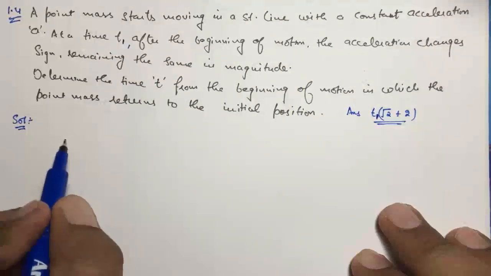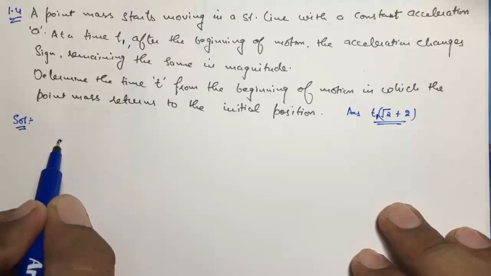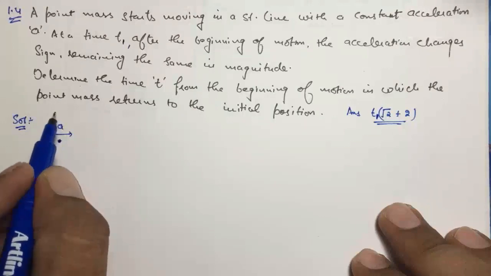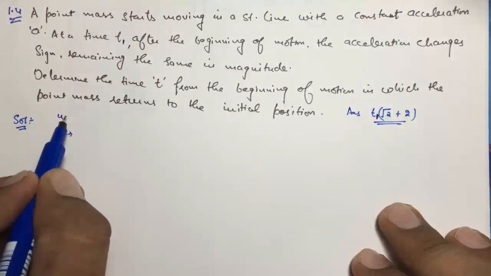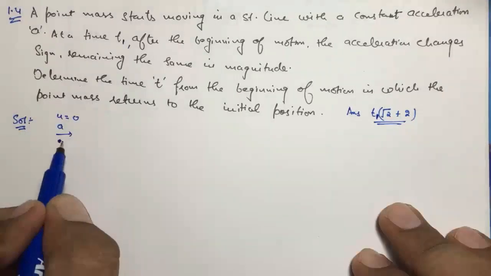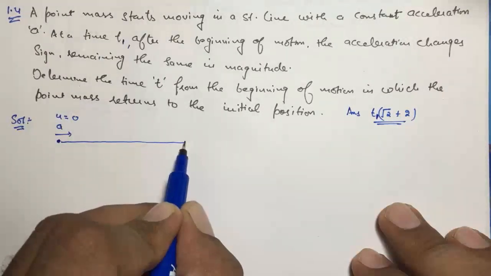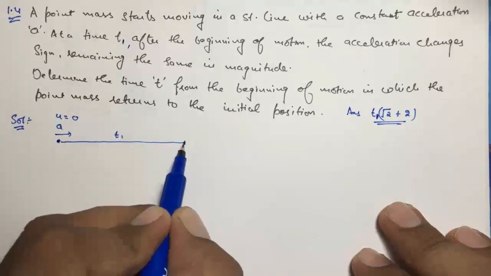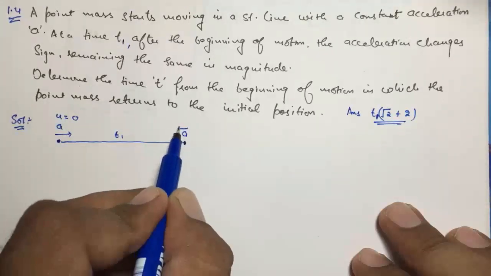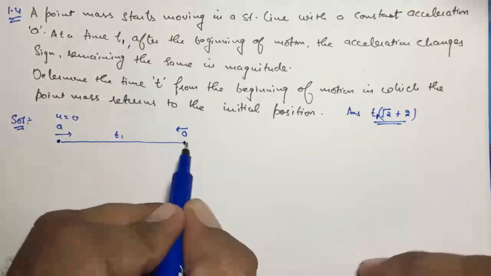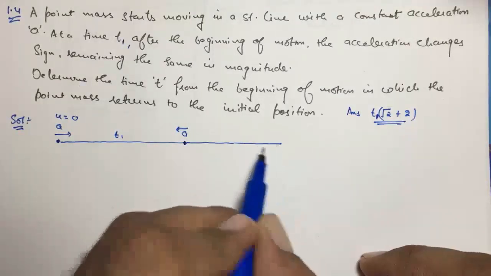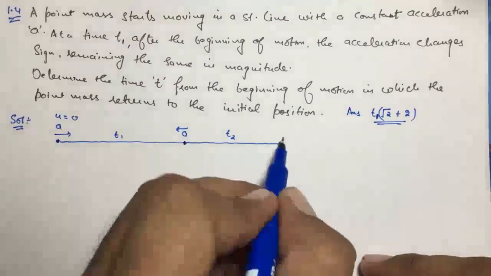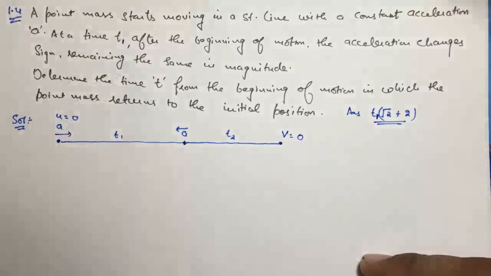Let's formulate the question. We have a point mass and it is moving in this direction with acceleration a, and it starts moving. It means its initial velocity is 0. So it starts moving in this direction, and after time t1, this is total time t1, its sign changes. So acceleration becomes this in this way. So it again moves. Let's say this time is t2, and here its velocity will become 0. So its velocity is 0 at this point of time.